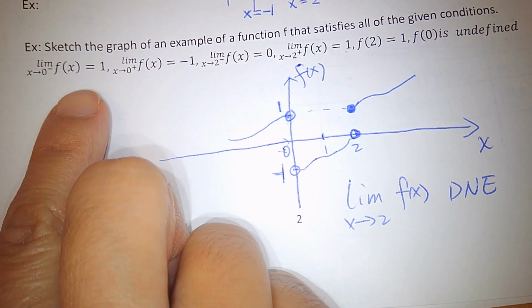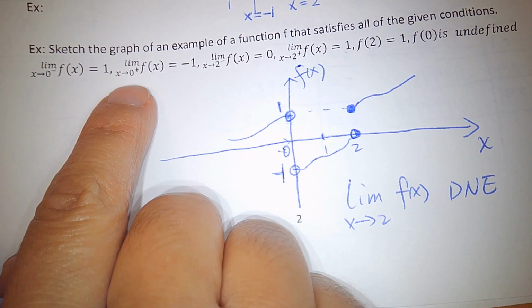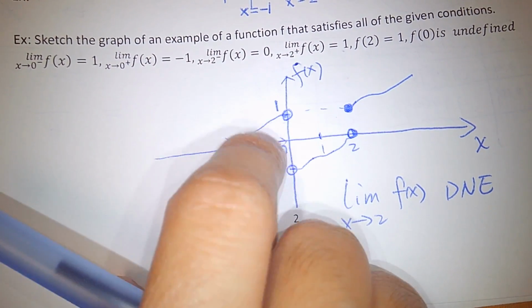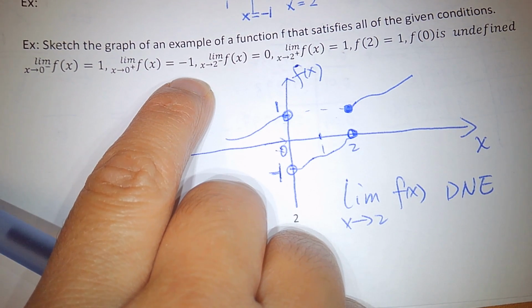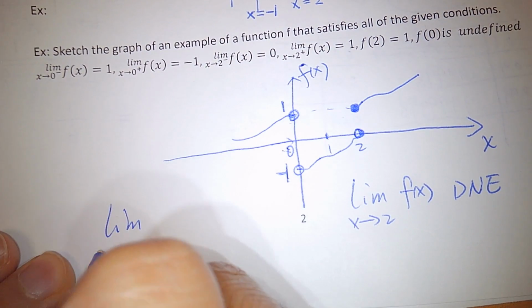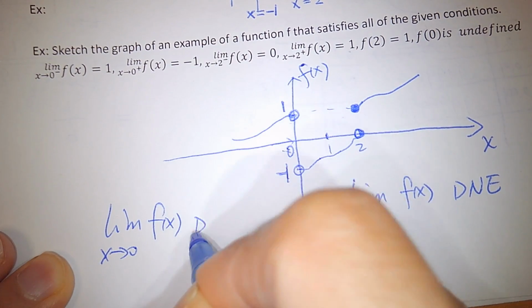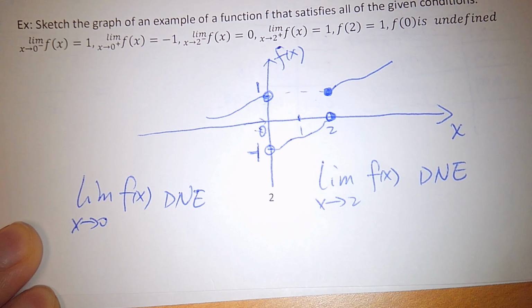Guys, another question for you. How about the limit of f of x when x approaches 0 from both sides? Does that limit exist or not? Yes or no? No, because even if both one-sided limits exist, they don't equal the same value, so we say the limit when x approaches 0 from both sides of f of x also does not exist.